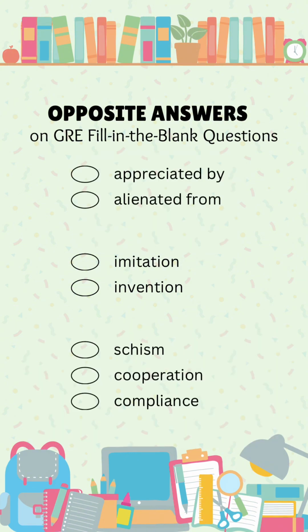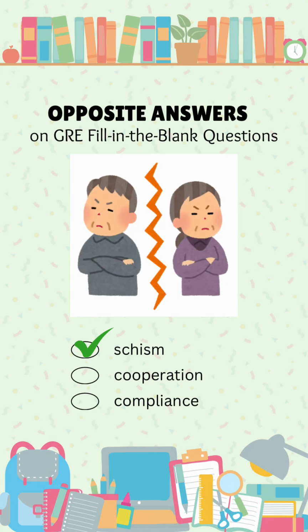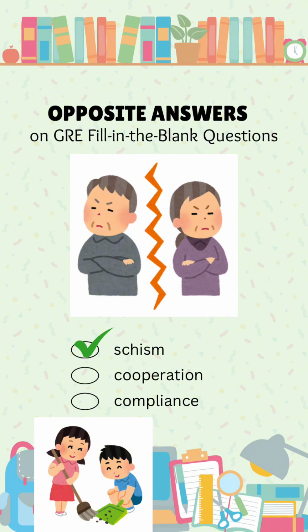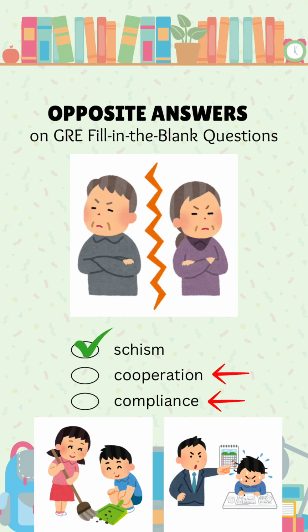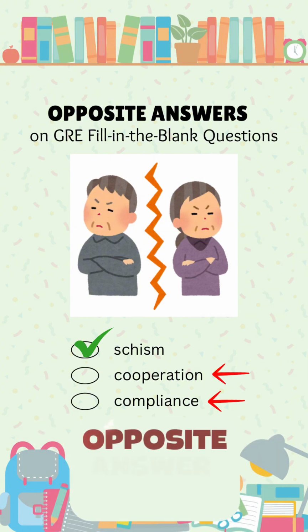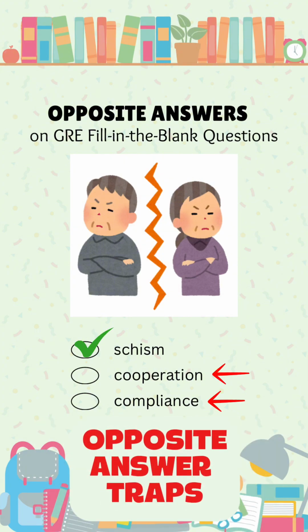And one final example from practice test 1, schism, cooperation, and compliance. The correct answer is schism, which is a division often caused by disagreement or opposition. Cooperation, however, is working together, the opposite of being divided. And compliance is an opposite answer in its own way. To comply is to give in or to conform to what somebody else wants. So it's the opposite of standing your ground and causing a separation. So this question had two opposite answer traps.